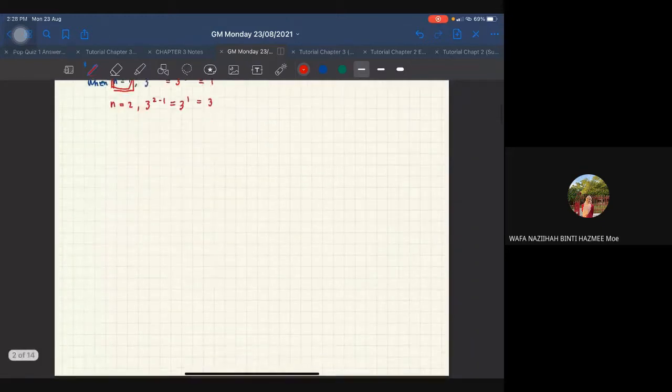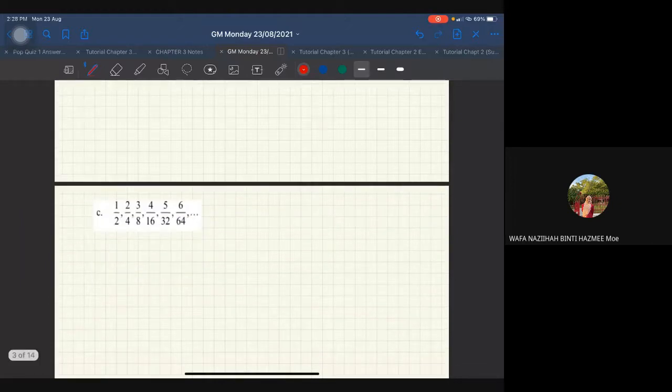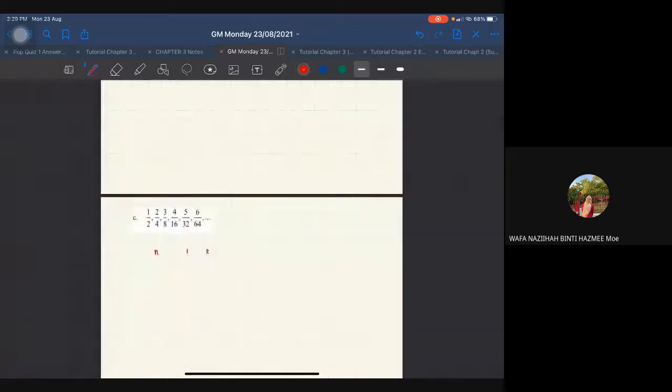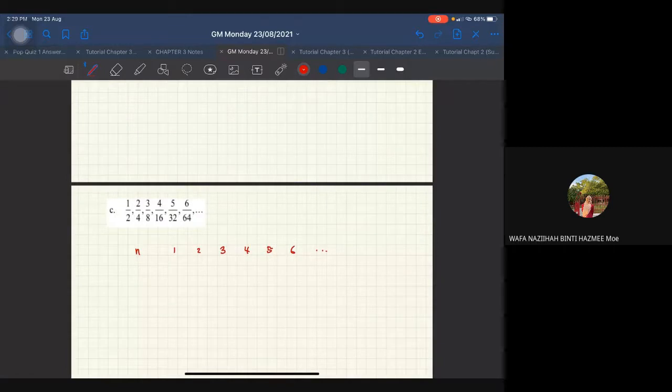Alright, so kita teruskan yang terakhir sekali. Okay, so untuk soalan yang ini, dia ada satu cara lain sebenarnya untuk nampak lagi terang. Okay, so untuk this one sama juga, dia adalah fraction. So kita akan wujudkan pattern one by one. Okay, so first awak buat untuk numerator and then awak buat untuk denominator. Okay, so untuk numerator, kita punya number of term kan start dengan 1 kan? So number of term kita akan start dengan 1, 2, 3, 4, 5, 6, etc.